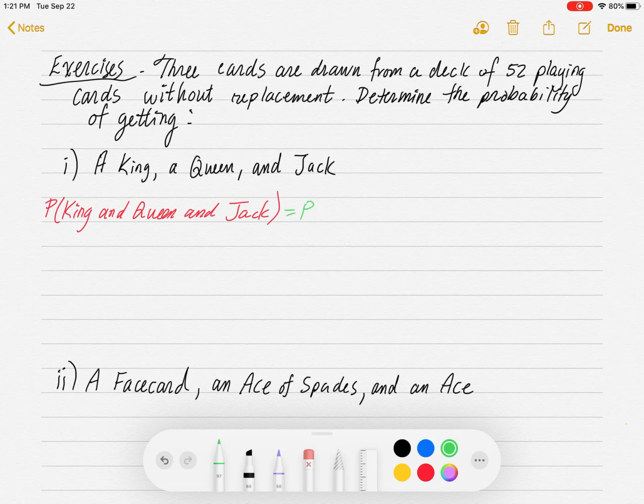So first focus on the probability of getting a king. And then multiply by the probability of getting a queen, given you've gotten a king already. You could say after you've gotten a king already in this context. Times the probability that you get a jack after you've gotten a king and a queen.